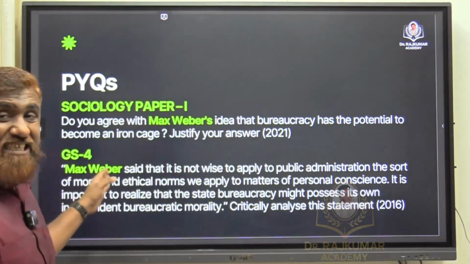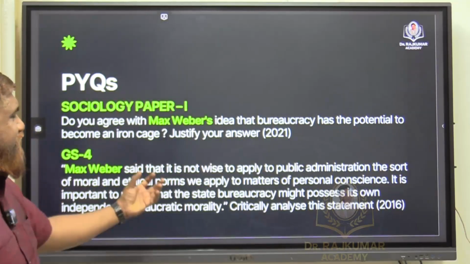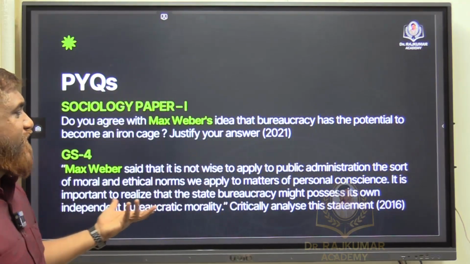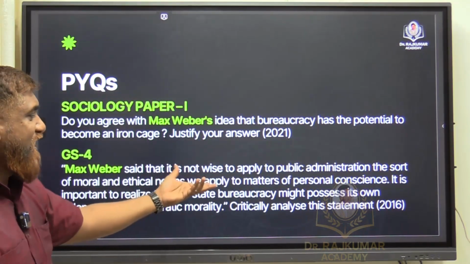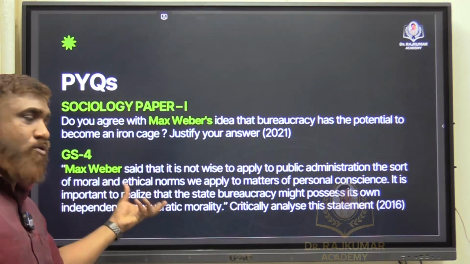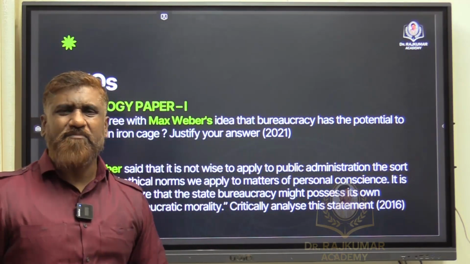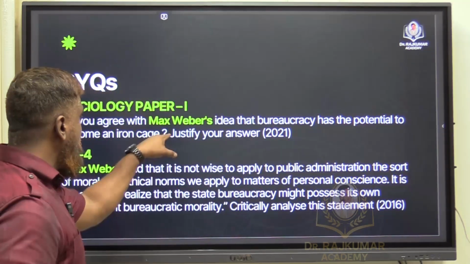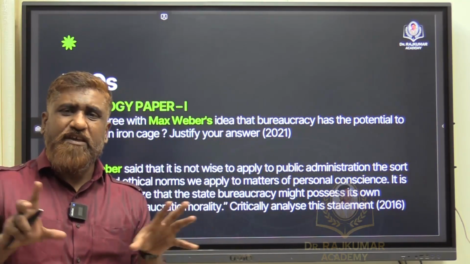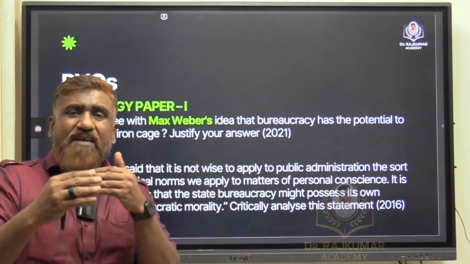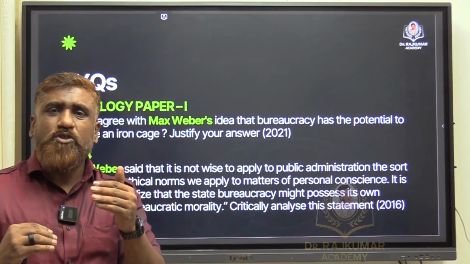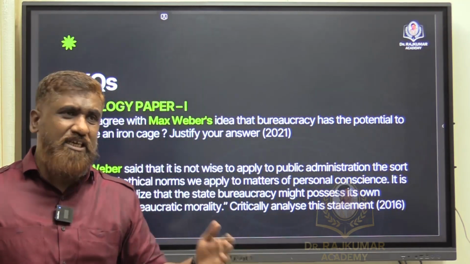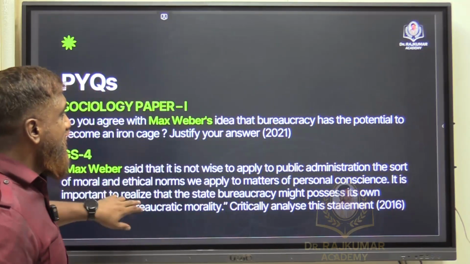If you see here, GS paper 4: Max Weber said that it is not wise to apply to public administration the sort of moral and ethical norms we apply to matters of personal concern; it is important to realize that the state bureaucracy might possess its own independent bureaucratic morality. Critically analyze this statement. Nothing but having a morality of its own is bureaucracy. Because having that only, we end up in the iron cage of bureaucracy. A bureaucrat ends up like that, with too much rationality, without emotion. Both are straight away related to each other. Both questions resemble each other. This is again an important aspect.